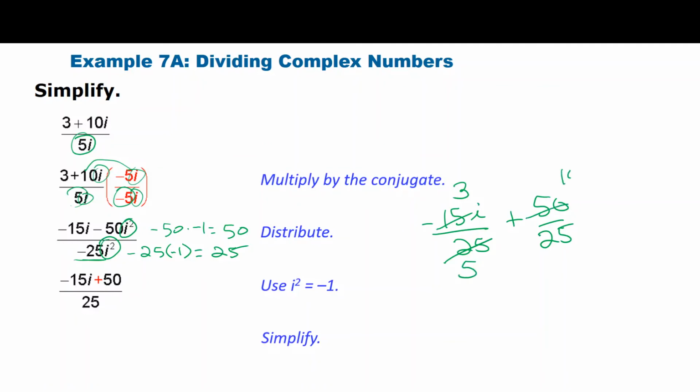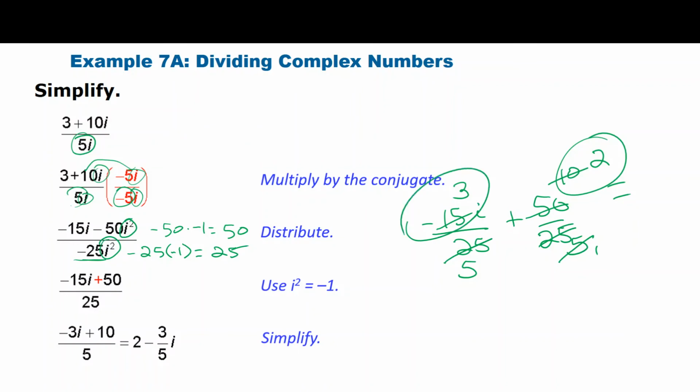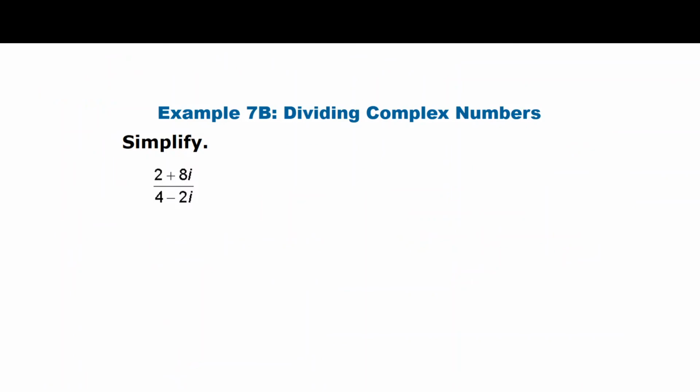5 goes into 50 10 times, 5 goes into 25 5 times, 5 goes into 5 1 time, 2 times. So we end up with, over here, 2 plus a negative 3 over 5i. All right, hope that wasn't too challenging for you.